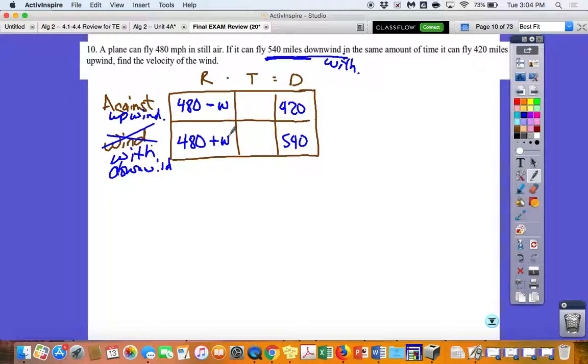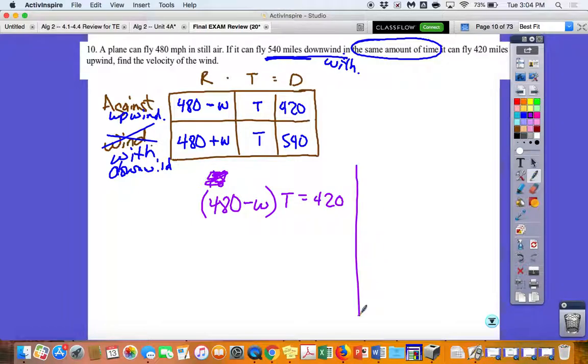Now for t, it was nice and told us same time. Okay, so the times are the same. So you could just put t if you want to because you don't know what they are. But think of it this way. You have two equations. So here's the first one. Okay, so 480 minus w, that's times t, equals 420. Okay, second equation. Second equation is 480 plus w, that's times t, that's equal to 540.